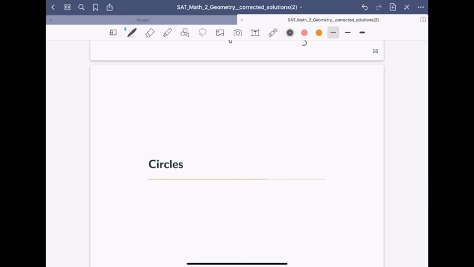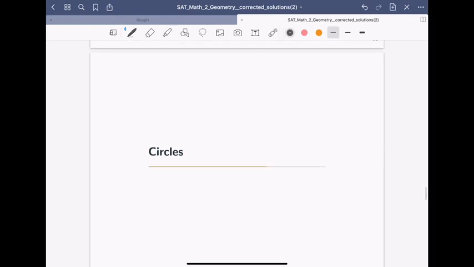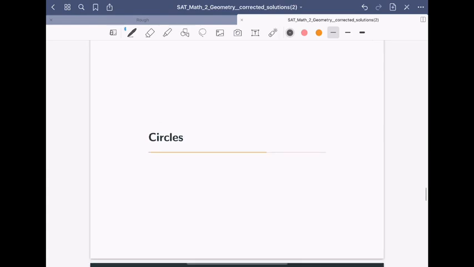Now we move on to our last type of question, which will be on circles. And circles are really important. So without further ado, let's just dive into these shapes that look pretty elementary, but they have a lot going on. So let's dive into circles.